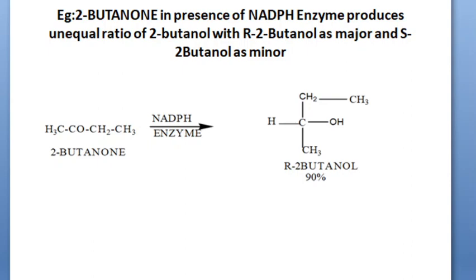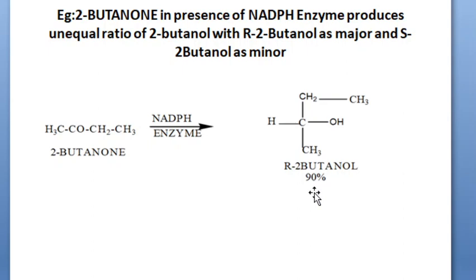What is chiral here? Your reactant 2-butanone is not chiral. Here the enzyme, NADPH, is chiral. All enzymes are chiral molecules, you can say. All enzymes are made up of proteins, so obviously proteins have amino acids, and amino acids are chiral molecules. So here the reagent, the enzyme that we are using, is chiral. So that's how your ketone is converted to alcohol, and here 2-butanone is converted to R-2-butanol as a major product with 90% yield, and you will get 10% yield of S-2-butanol.